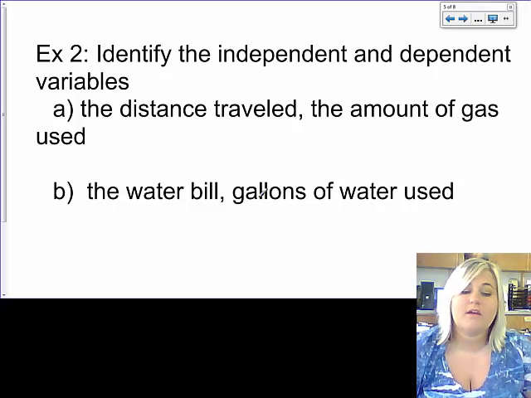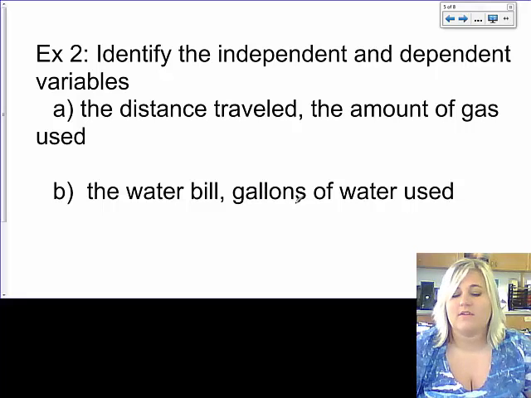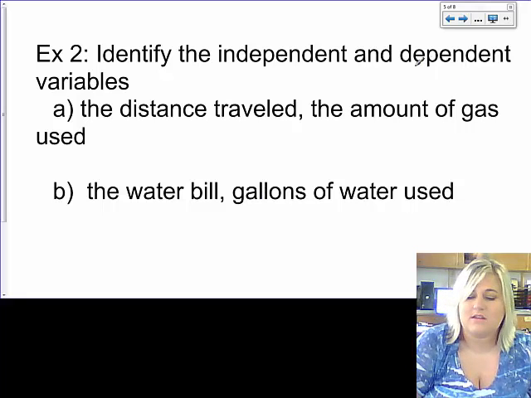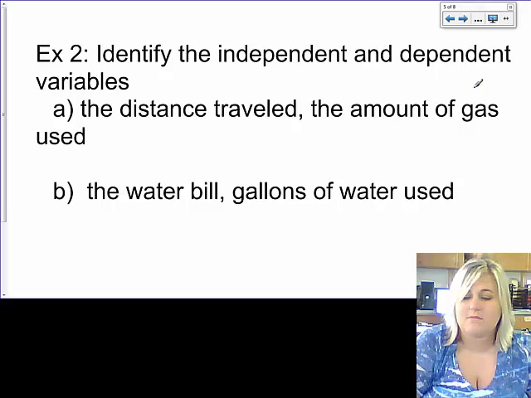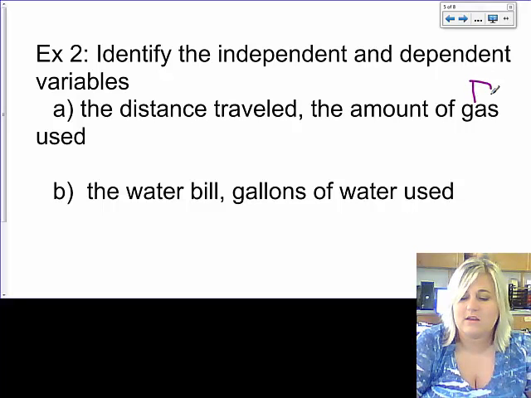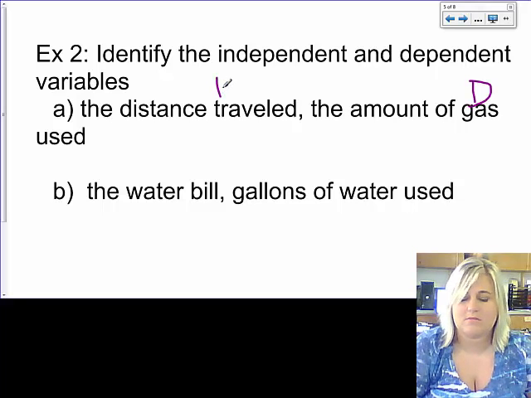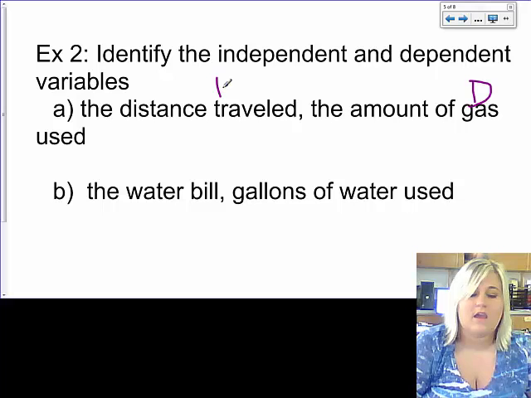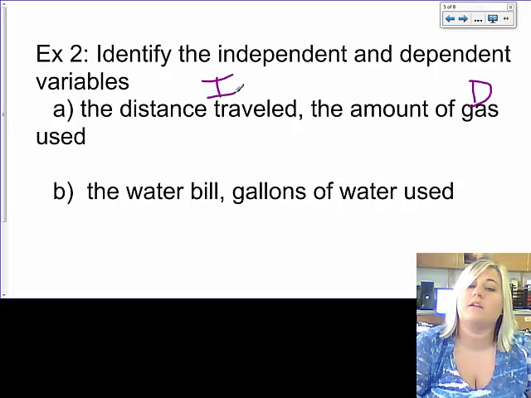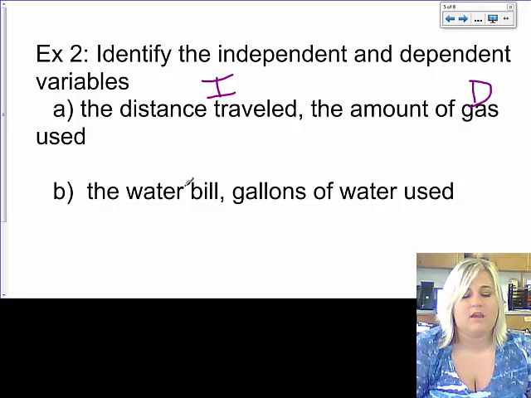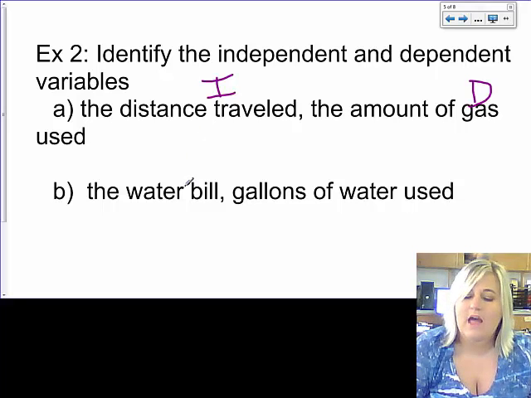I hope that you're thinking that the amount of gas that you use depends on the distance that you travel, which would make the amount of gas the dependent, and the distance that you travel, oh shoot, did I say that right? Yeah. And the distance that you travel, the independent. On B, the water bill and the gallons of water used.